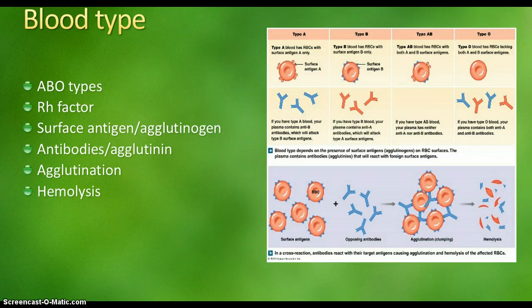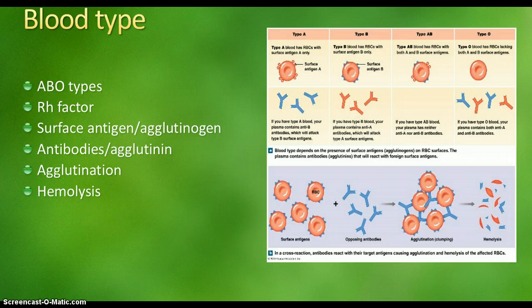Blood type is determined, first of all, through the surface antigen of a red blood cell. Surface antigens are also called agglutinogens. Another very important factor in blood typing is the antibodies that are present in a person's blood. Antibodies are also called agglutinins.